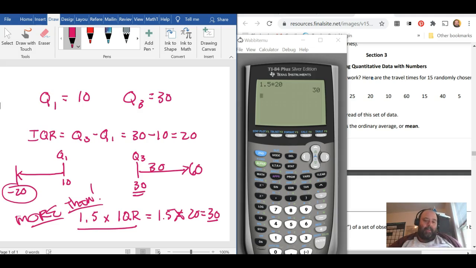Or you would have to be more than 1.5 times the IQR above the third quartile, which means you would actually have to be above 60. 60 is not above 60. It's right on the fence, literally. So it is not an outlier, technically. It's really close to being one, but it's not. All right, so that should be the answer to problem 11.